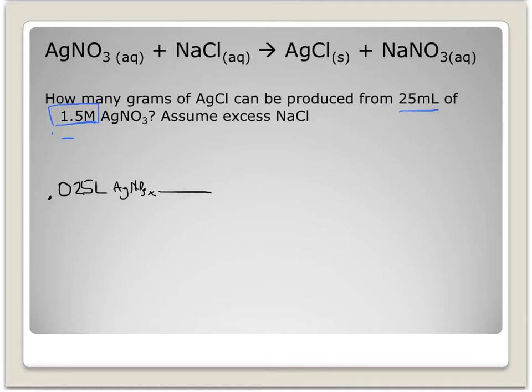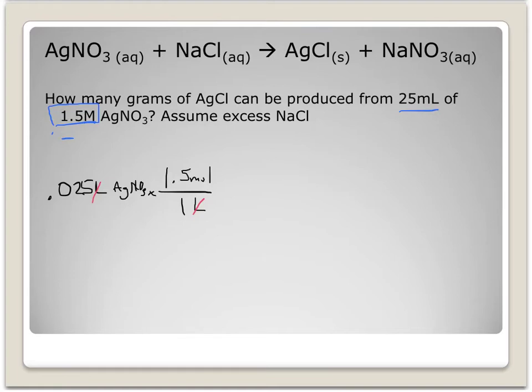And now is when we use that molarity. So we know there is, from this guy right here, that's our conversion factor, we know that there is 1.5 moles of silver nitrate for every 1 liter. That makes it so that liters will cancel out liters.